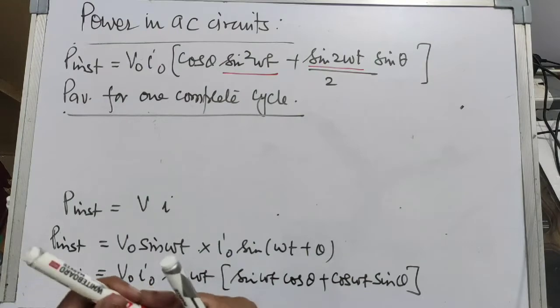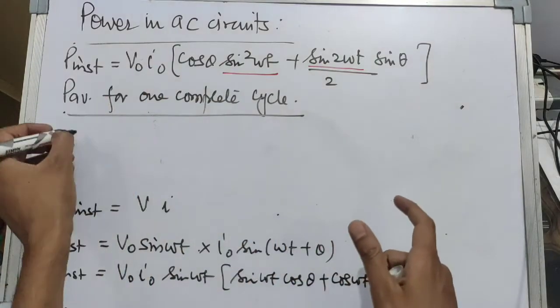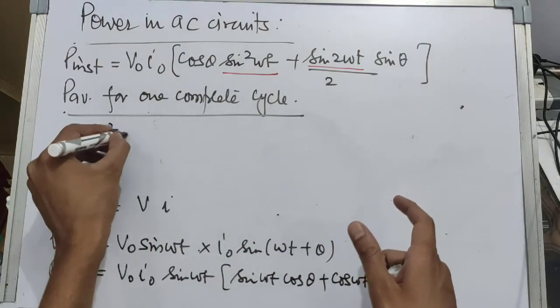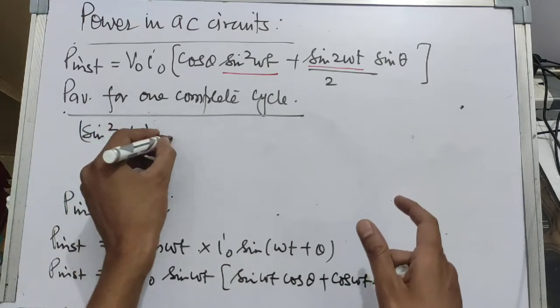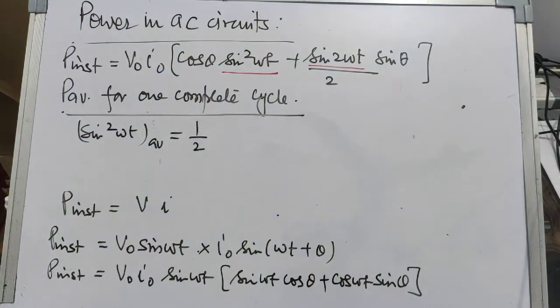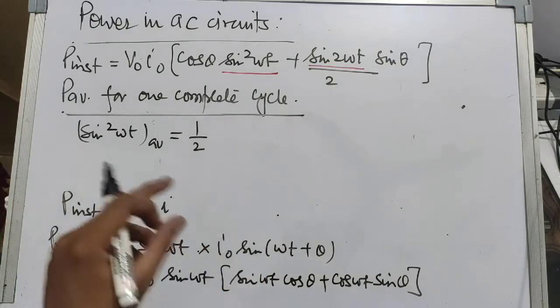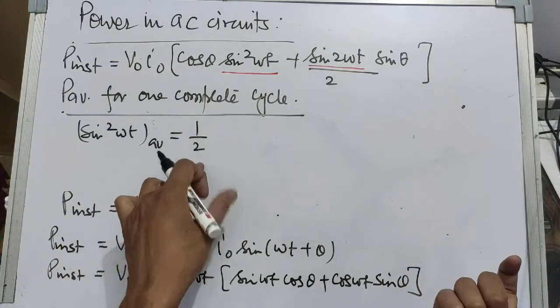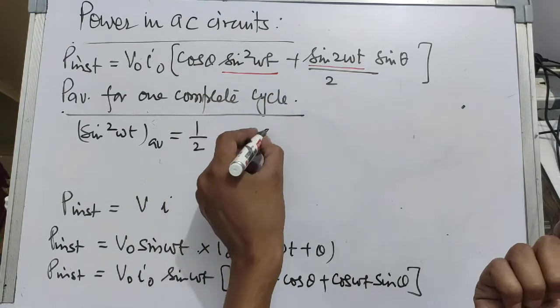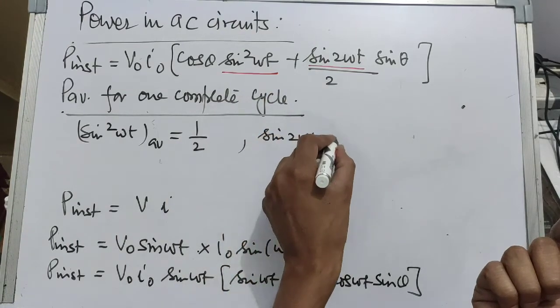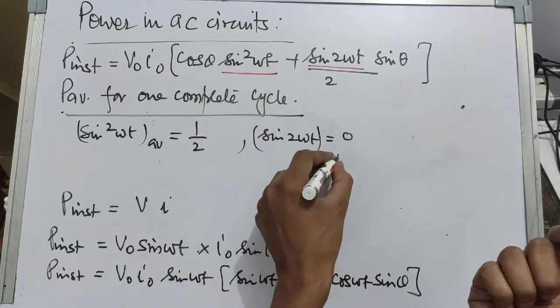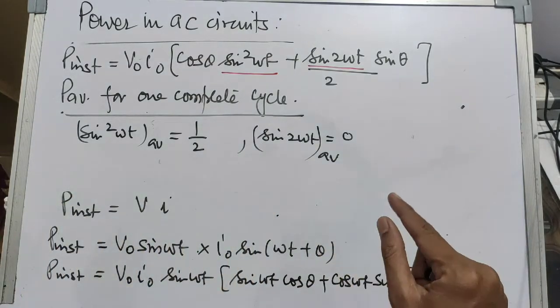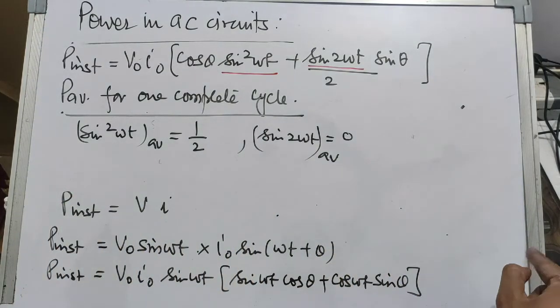I know very well that the average value of any sine square function for one complete cycle is half. I told you this already, while doing the RMS value: any sine square or cos square function always has an average value of half, and a simple sine function has an average value equal to 0 for one complete cycle, because whatever you get in the positive half, you get the same in the negative.